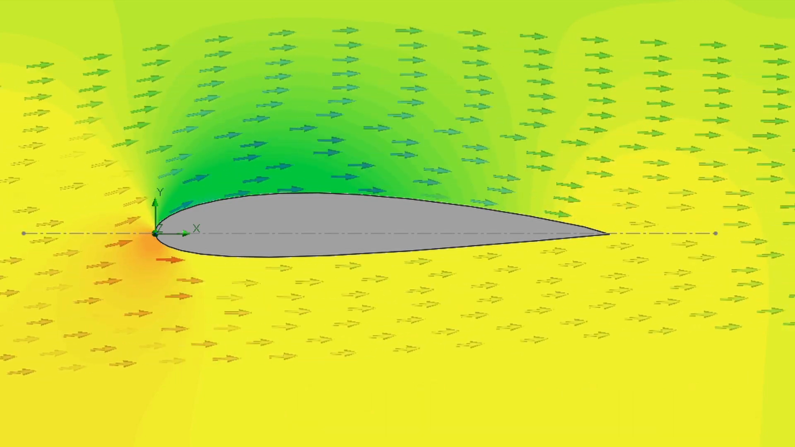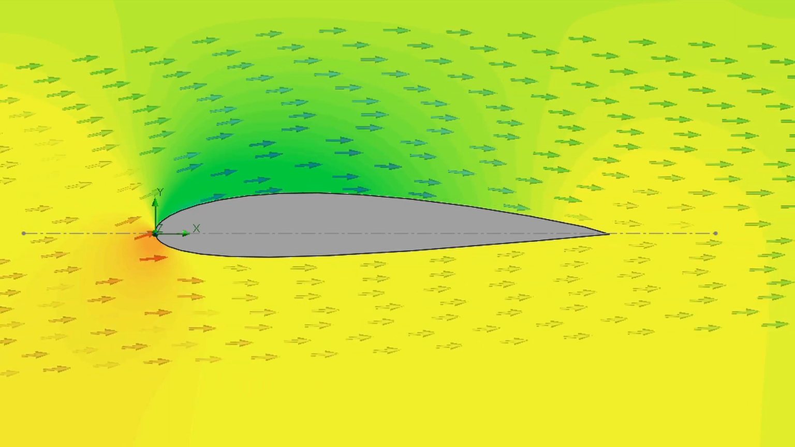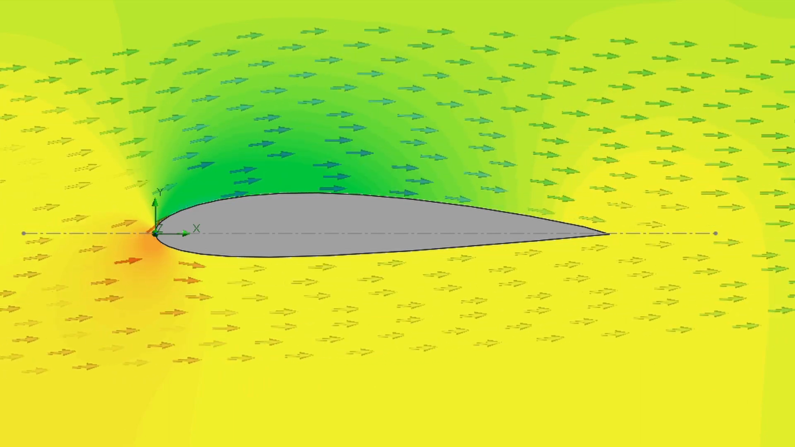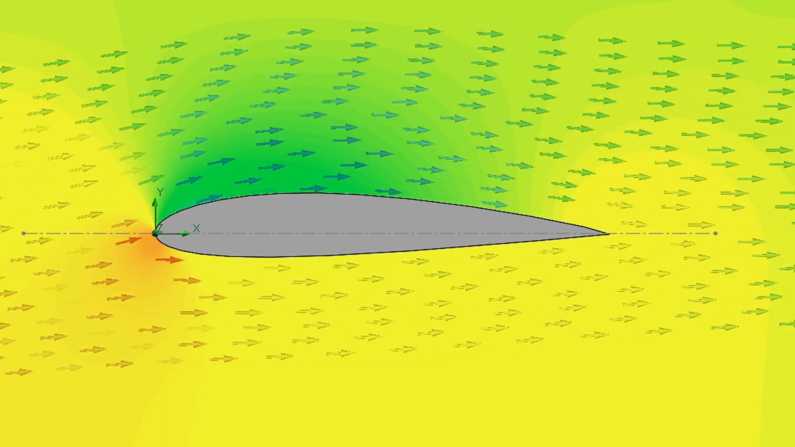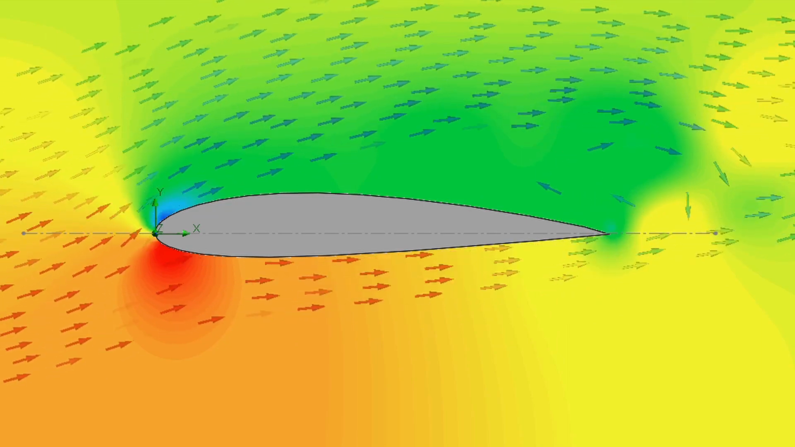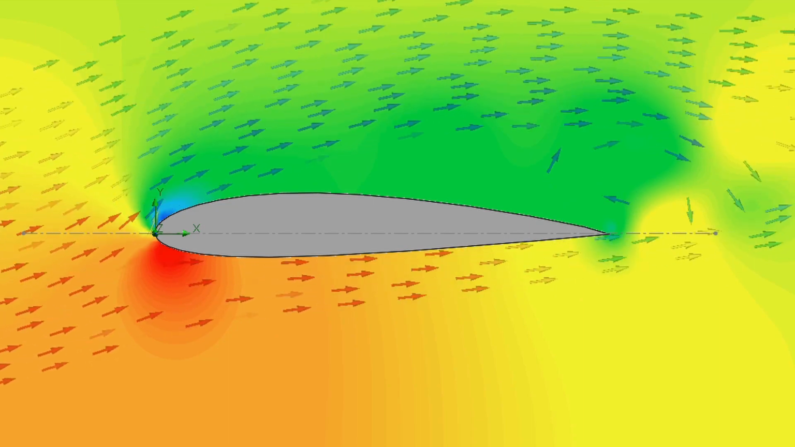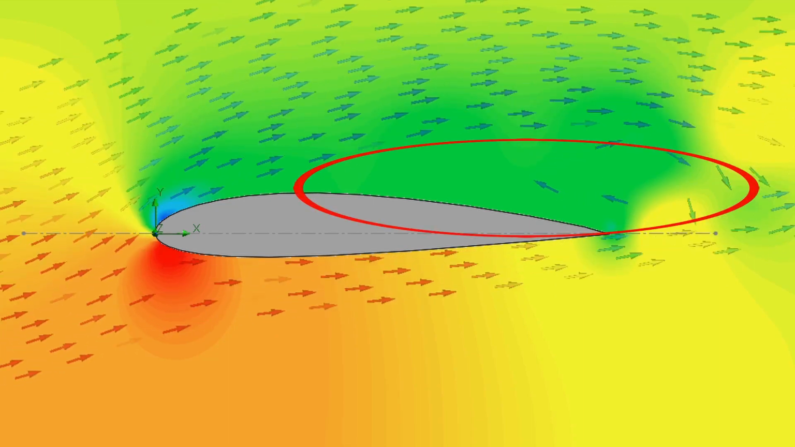There is a limit on how much we can increase the angle of attack, because over a certain limit, typically 12 degrees, there is a phenomenon called stall. The stall occurs when the airflow separates from the surface of the wing, resulting in less lift and higher drag. Moreover, looking at the CFD results, we can see that this is the separation region.